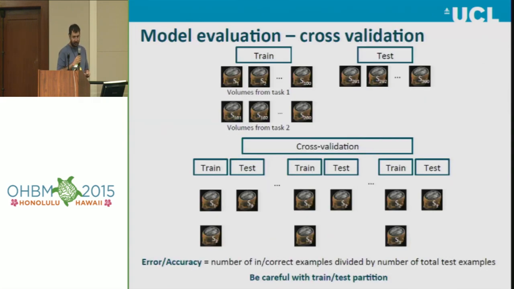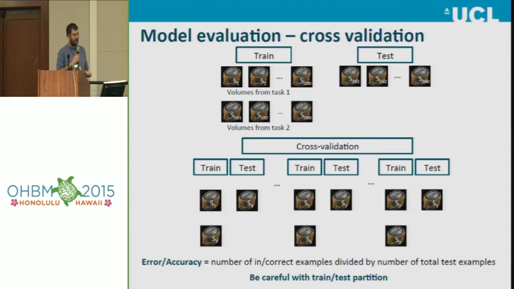Now, one thing that is very important is model evaluation. How do we assess how well our model is doing? Ideally, we would have a set of training examples for which we learn the model, and a different set of test examples for which we test the model. Unfortunately, data is very hard to come by. We wouldn't want to just split our data set down the middle into two different sets just to evaluate our model.